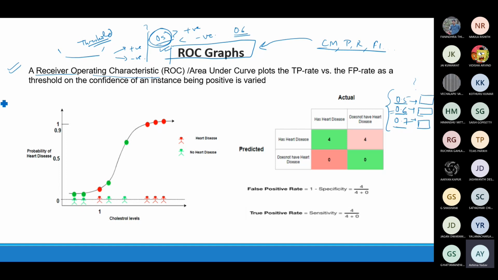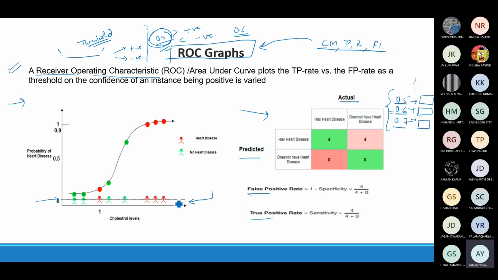If I have this particular problem with me, let's look at this example. Here the red dots signify that the person has heart disease, and the green dots signify that the person does not have heart disease. If you look at the confusion matrix here, you can see some values have been calculated with the help of it. Before that, you see this dotted line, which is the threshold value. Here a threshold of 0 has been selected.